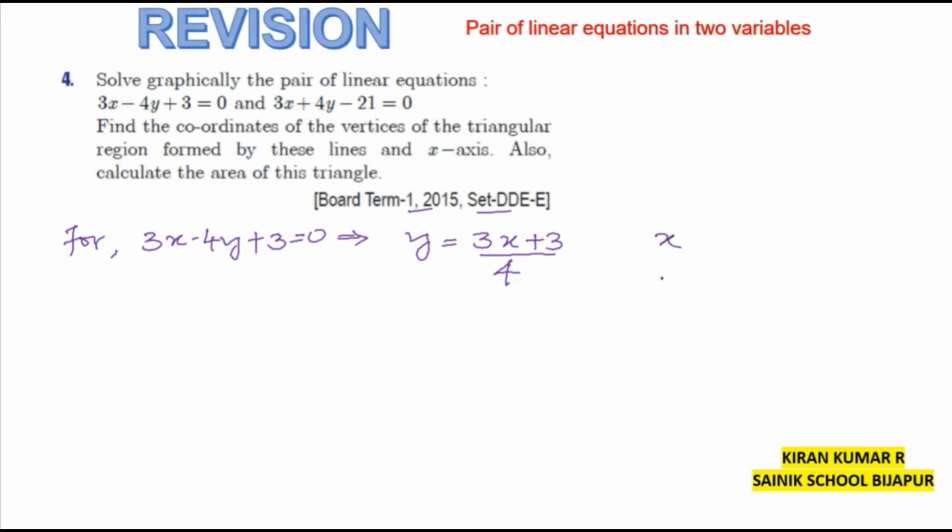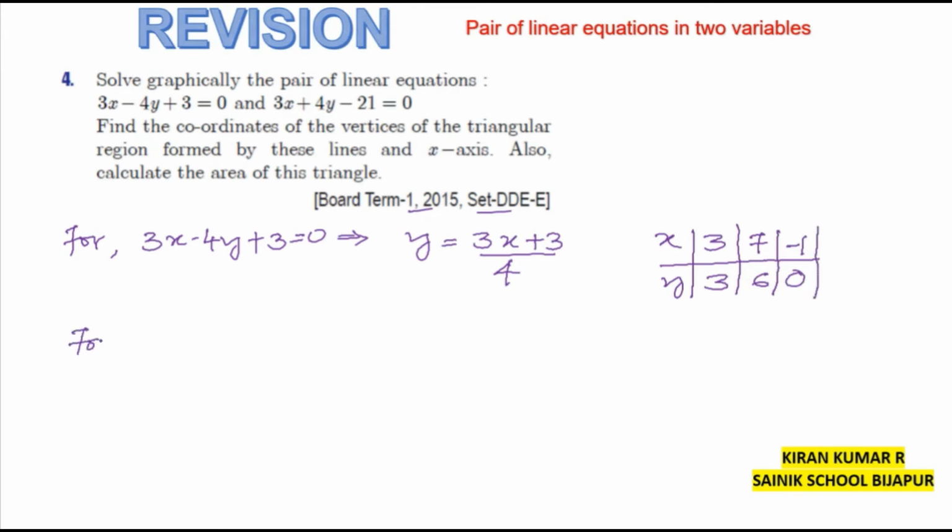Now I'll take different values of x to get different values of y. When x value is 3, 3 3s are 9, plus 3 is 12, 12 by 4 is 3. So 3 comma 3 is one of the coordinates. When we take it as 7, 7 3s are 21, plus 3 is 24, upon 4 is 6. When x value is negative 1, we get it as 0.